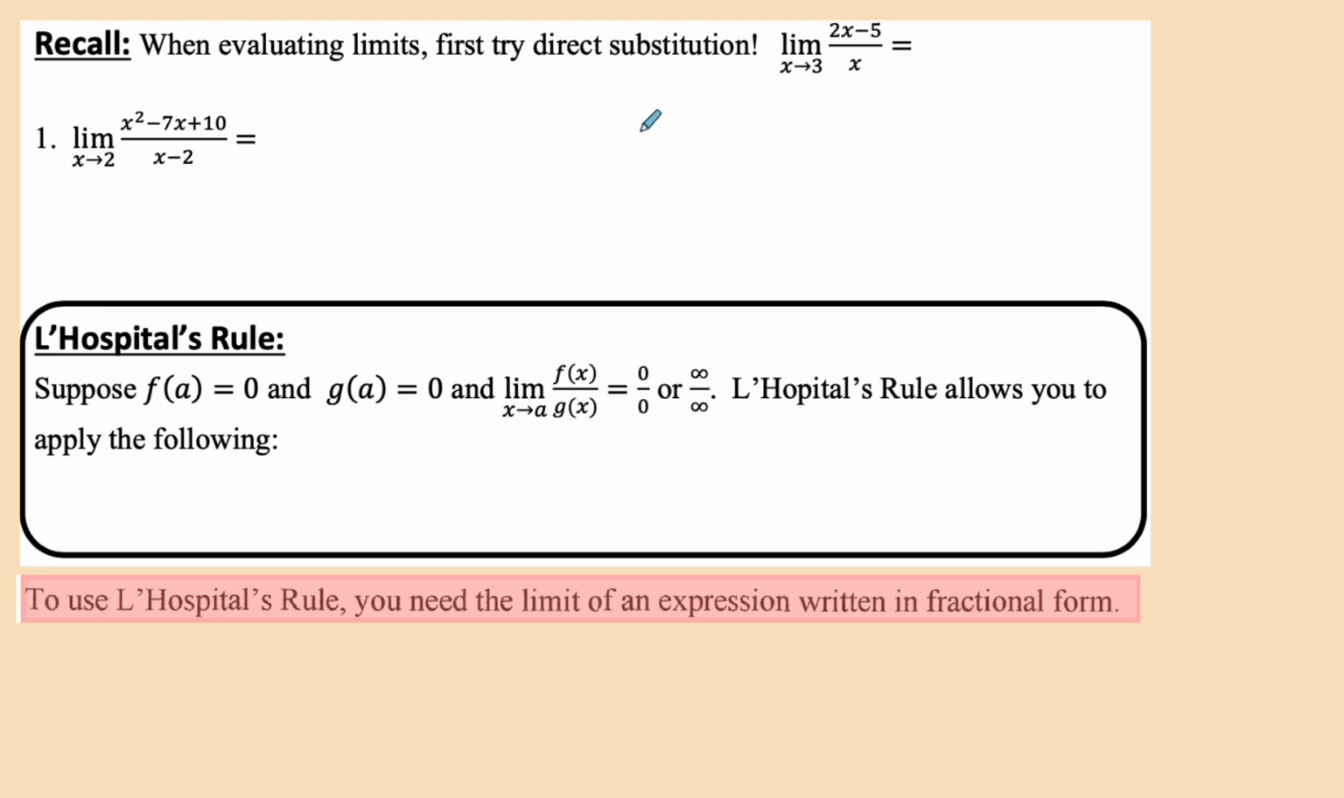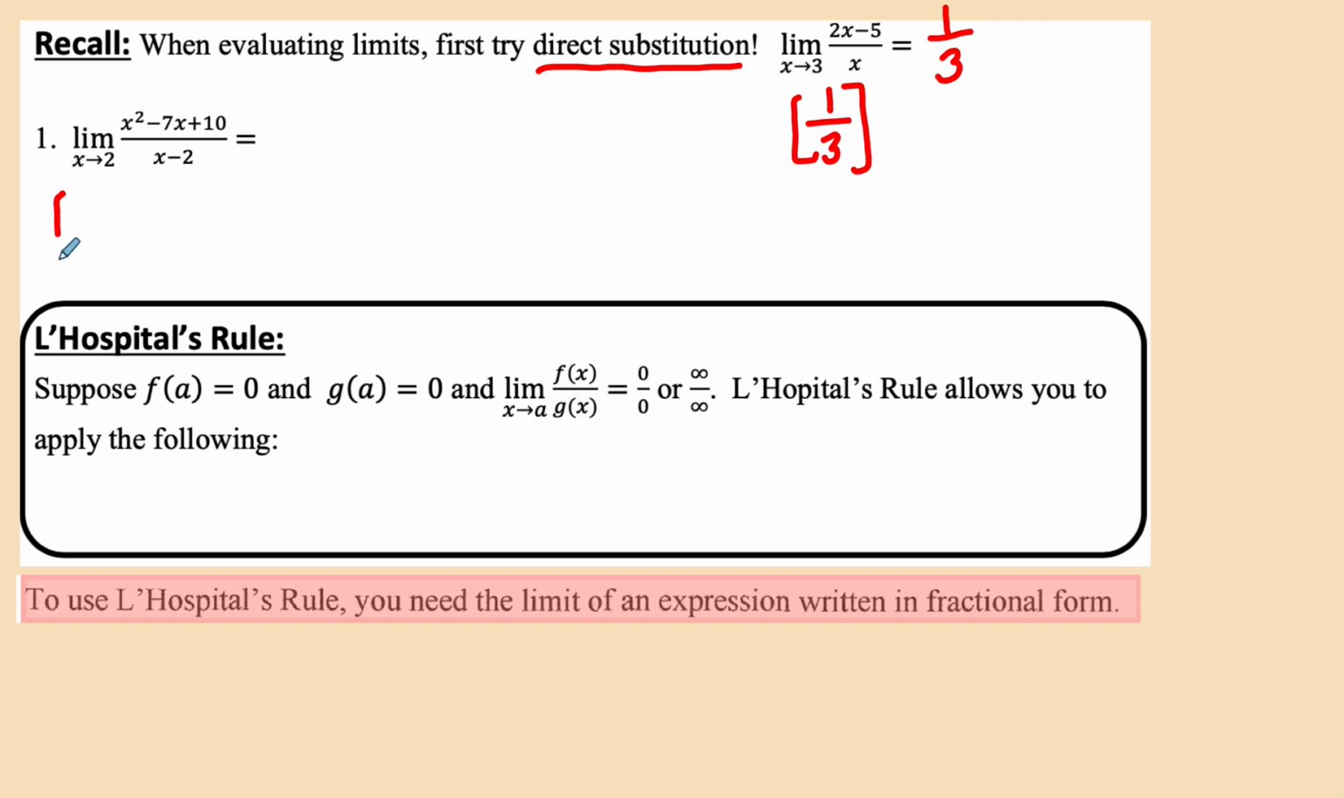All right, remember you always want to try direct substitution first. Let's take a look at this limit. If I substitute 3 into the numerator, I get 1. If I substitute 3 into the denominator, I get 3. This is not eligible for L'Hopital's rule. The answer is just 1/3. Don't think all limits are L'Hopital's rule.